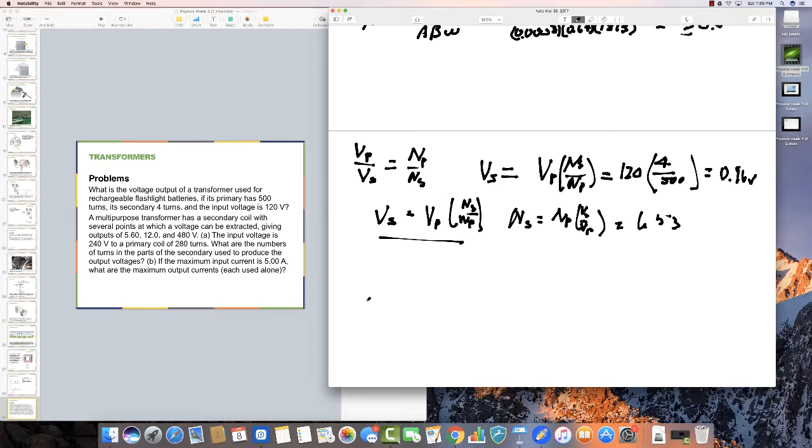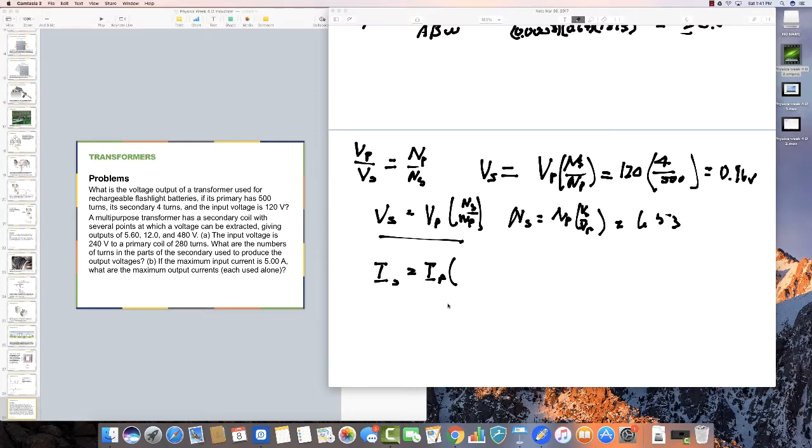Now the amperage, it says if the maximum input current is 5, what is the maximum output current of each? And so again, you take the formula that we had before, and Is, so this is the output, is going to equal Ip times the primary divided by the secondary. So if we do the rearrangement here, instead of the secondary, it's going to be the voltage primary over the voltage secondary.